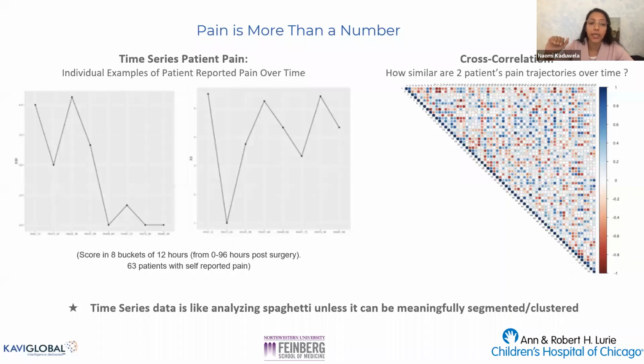And the way we can measure similarity between these patients' time series scores, or their pain over time, is called cross-correlation. And that's what you'll see on the right here. A heat map indicating how similar each patient is to every other patient. 1 meaning they're very similar, 0 meaning they're not very similar, and -1 kind of meaning inversely similar, as the 2 on the left might be.